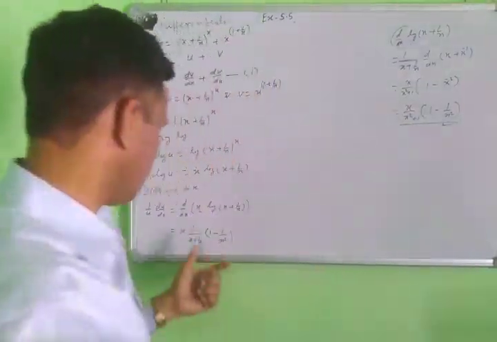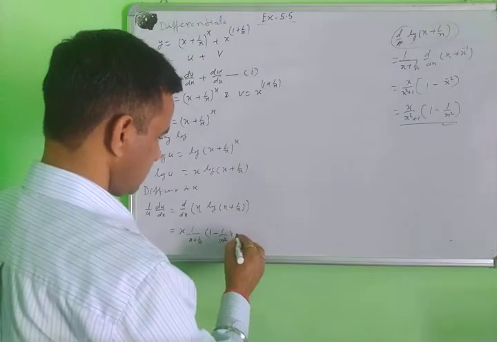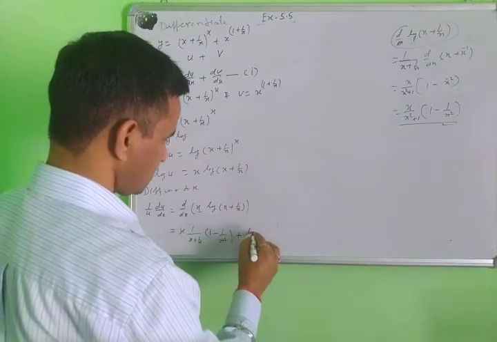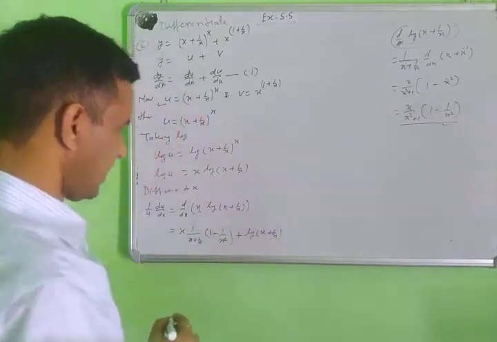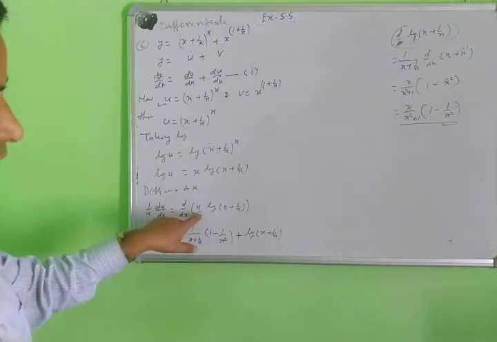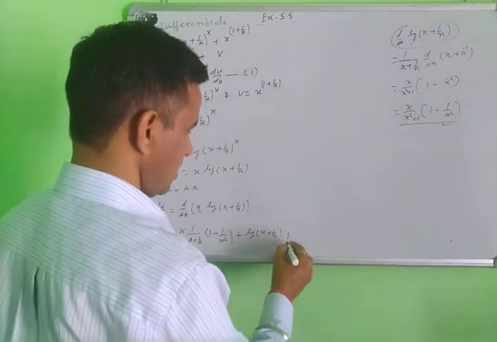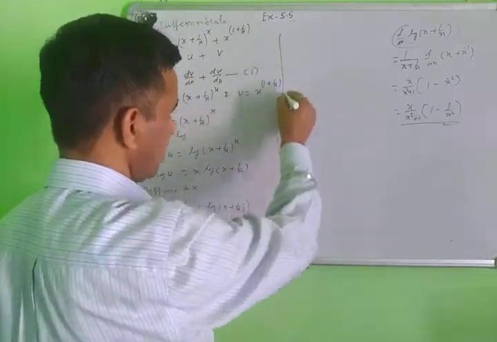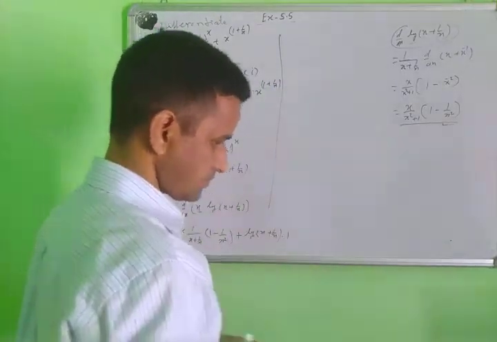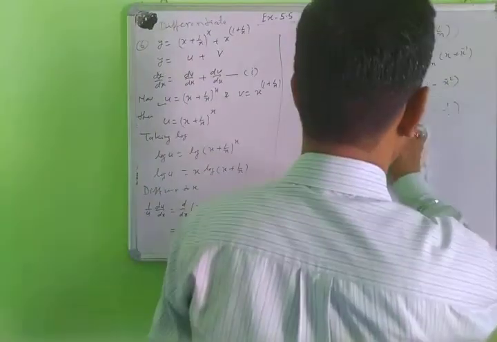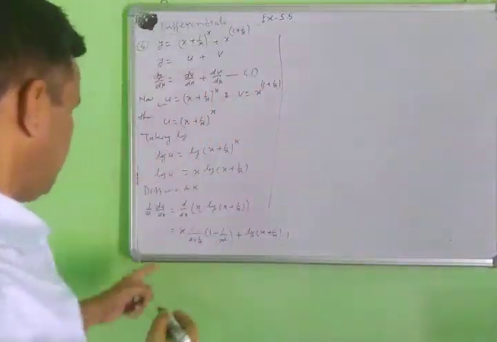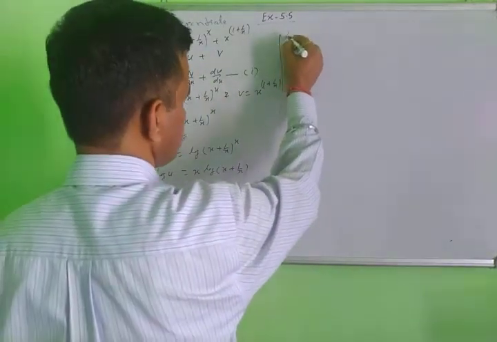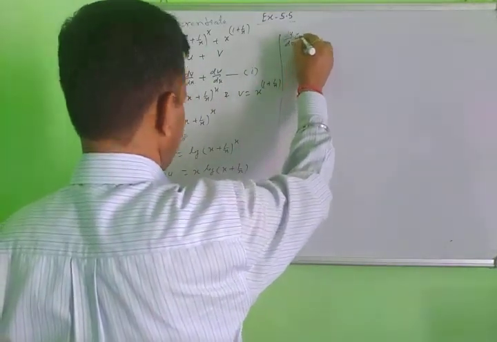I am writing here. Then plus log, second term will be the same here, x plus 1 upon x here, and differentiate of x is 1. This is the 1. Then you will write here d over dx equal u.